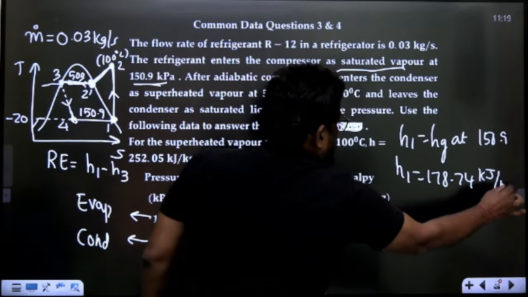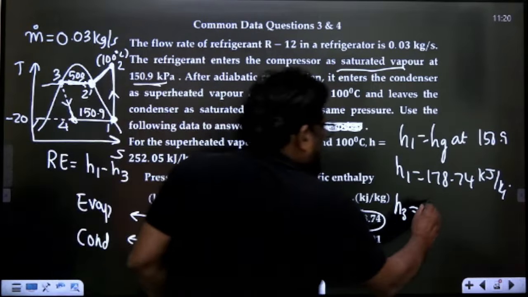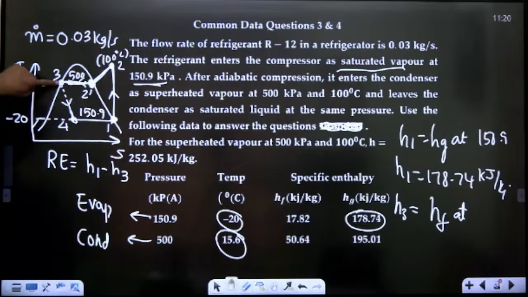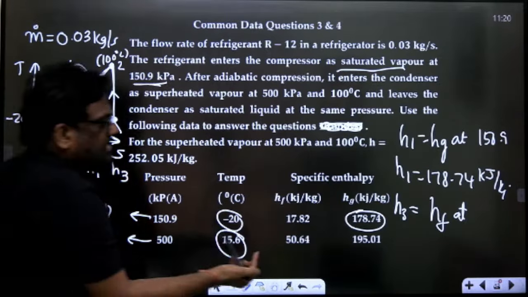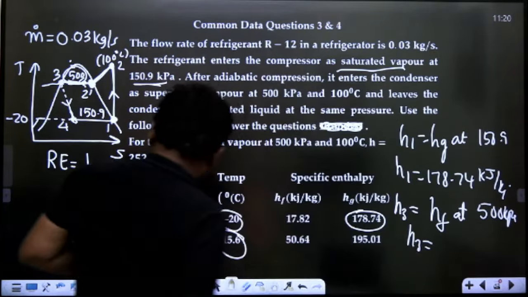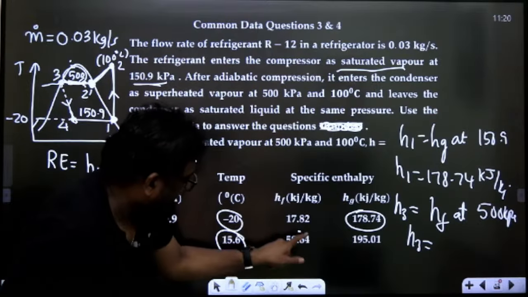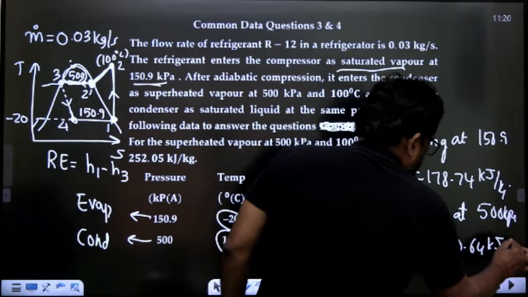H3 is equal to, it is on the saturated liquid curve. ये saturated liquid curve पे है सर. Is this point 3 at higher pressure or lower pressure? देखो, this is on saturated liquid curve. H3 is Hf at 500 kilopascal. देखो ये 500, Hf. This column is Hf, ये Hf है, Hg है. So therefore it is 50.64.